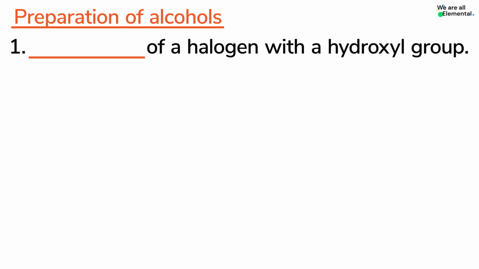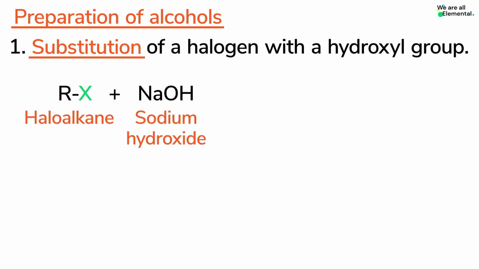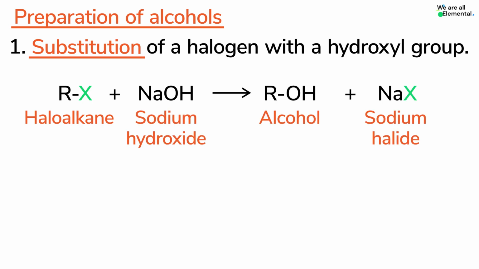Regarding preparation of alcohols, alcohols can be prepared by substitution of a halogen with a hydroxyl group. So reacting a haloalkane with sodium hydroxide would give alcohol and a sodium halide. Halides could be fluoride, chloride, bromide, or iodide.